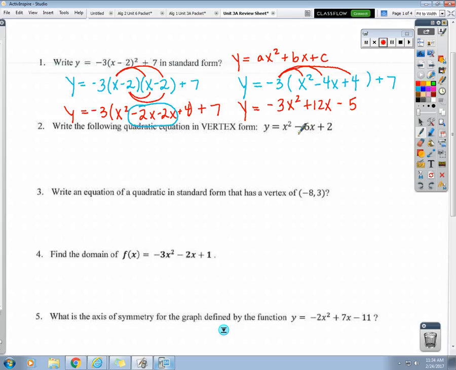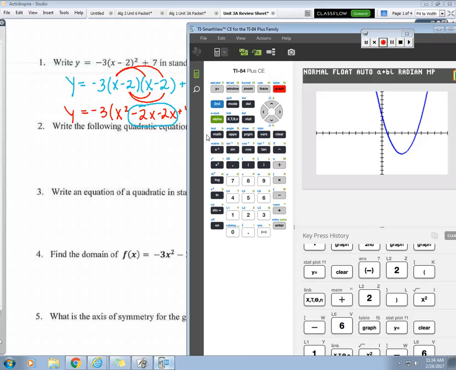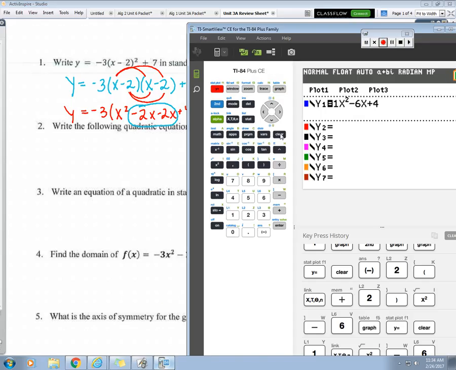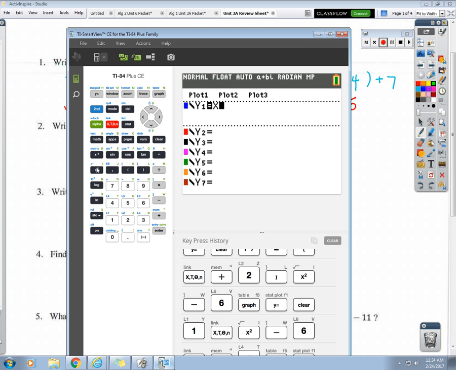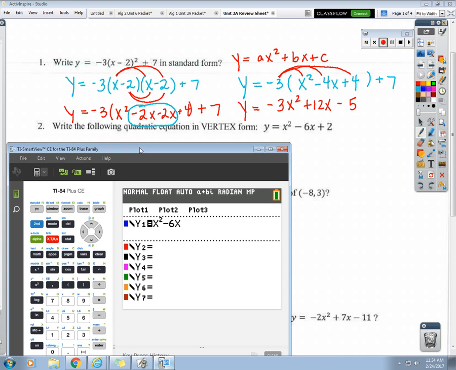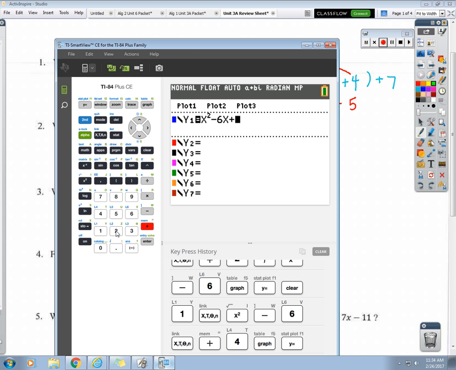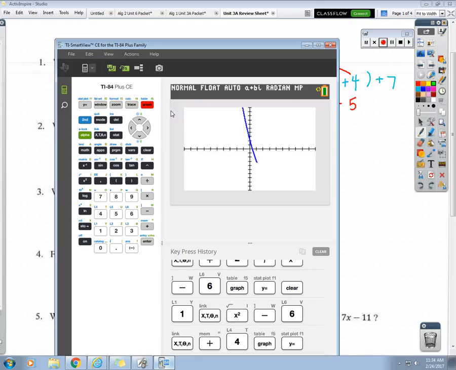Okay, number 2. Write the following quadratic equation in vertex form. So this time, they gave us the equation in standard form. They want it in vertex form. Well, the easiest way to do that is to graph it. So go to y equals and graph the equation. It's x squared minus 6x plus 2. Okay, when you graph it, you're able to see where the vertex is. Where is the vertex of that parabola?